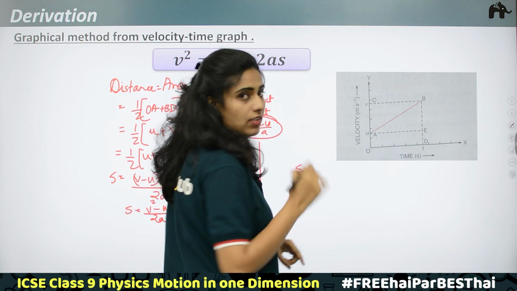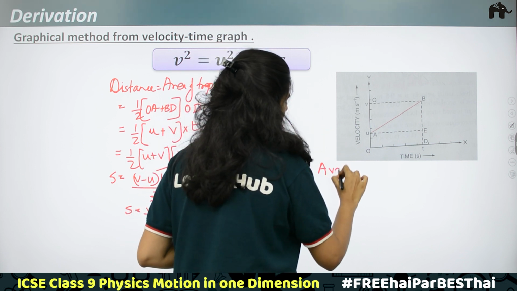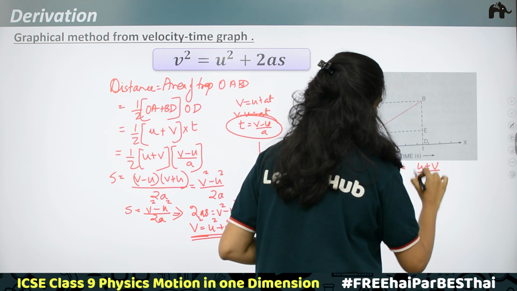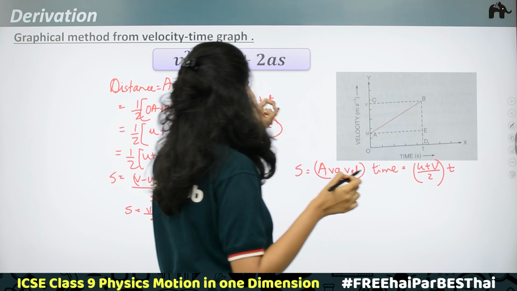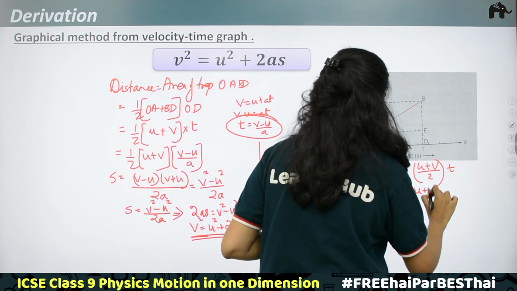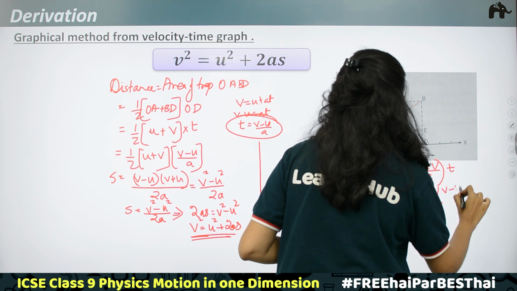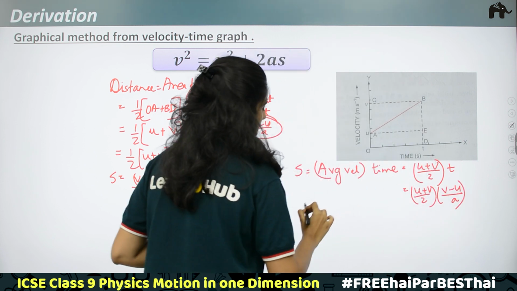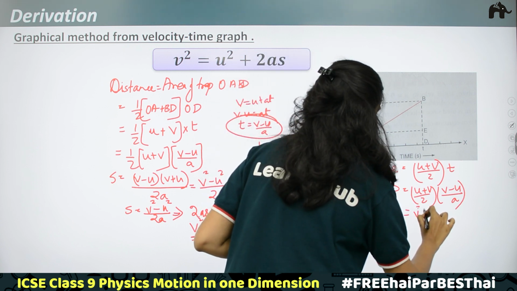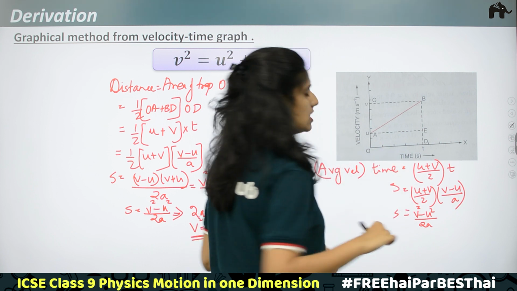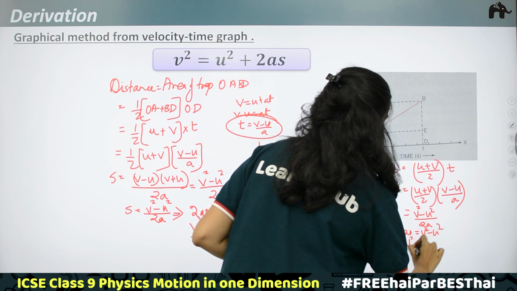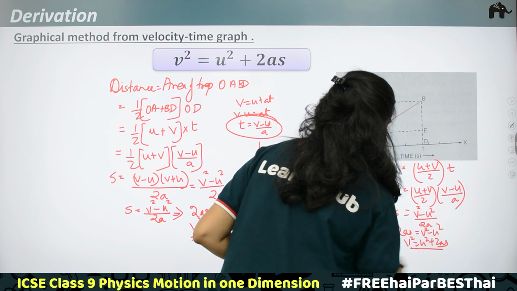We start with the same steps as for the second equation of motion. Distance s is equal to average velocity into time. What is average velocity? (u + v) / 2 into time t. Here again, in the third equation of motion, we don't have time, so we have to change time. Time is (v − u) / a. So in place of t, we put (v − u) / a. So s = ((u + v) / 2) × ((v − u) / a), and that is (v² − u²) / 2a. So 2as = v² − u², or v² = u² + 2as. This is the third equation of motion.